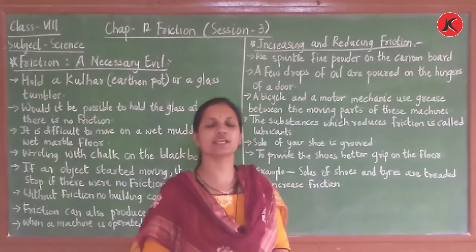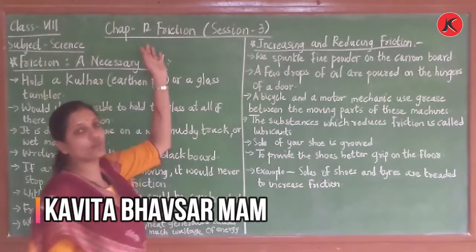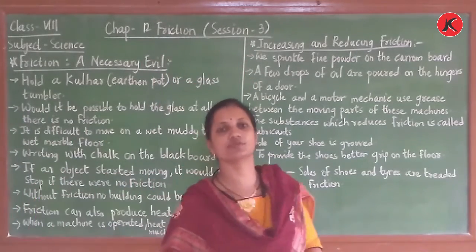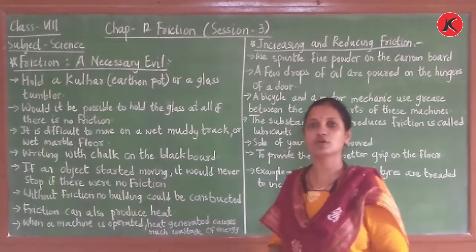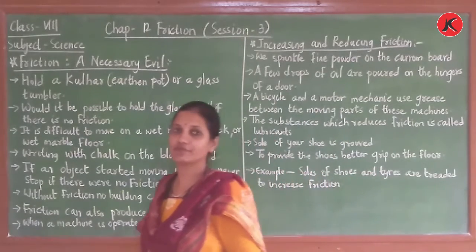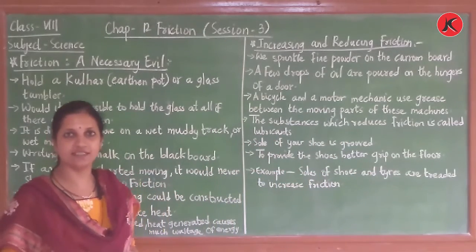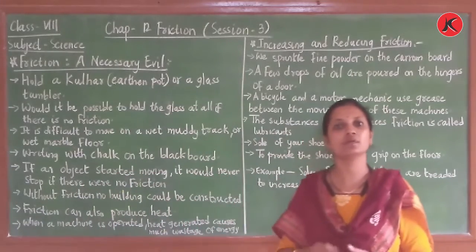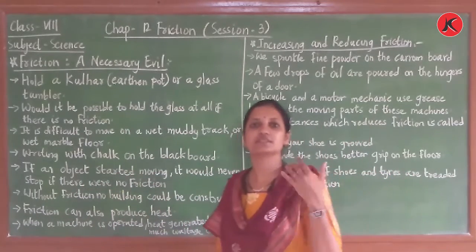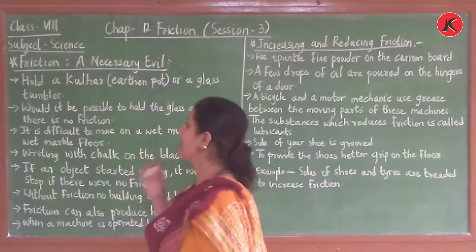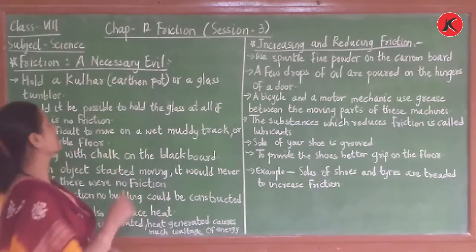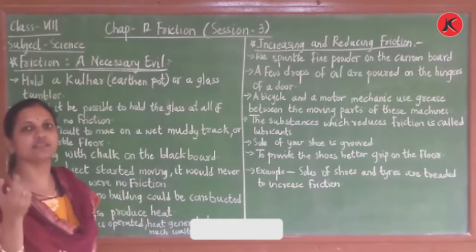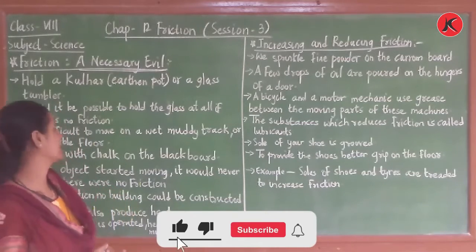We will continue with explanation of chapter number 12, friction, session number 3. In the last sessions, children, we have discussed what friction is. We have discussed the spring balance and factors affecting friction. In that, we have learned about sliding friction and static friction, right? Today we are going to discuss friction as a necessary evil, meaning how friction is important for us, right?